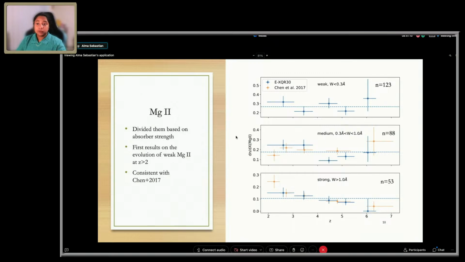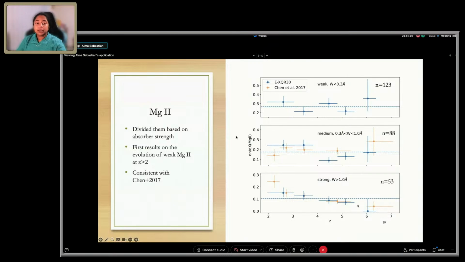Weak Mg2 absorbers are those with equivalent width less than 0.3 angstrom. Medium absorbers are those with equivalent width between 0.3 and 1 angstrom. And strong Mg2 absorbers are those with equivalent width greater than 1 angstrom. As we can see here, both weak and medium Mg2 absorbers remain constant in their redshift evolution, while strong Mg2 absorbers actually decline in their redshift evolution.